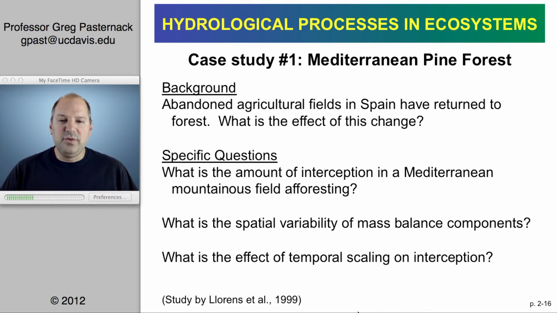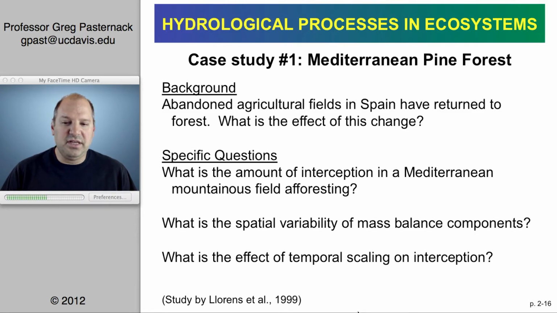So in this case, the research was looking at three specific questions about how a forest with the kind of species that were present there responds with hydrological processes. The first question is just the most basic thing of all. What is the amount of interception in a Mediterranean mountainous field that is afforesting? So to afforest means for a forest to come back.